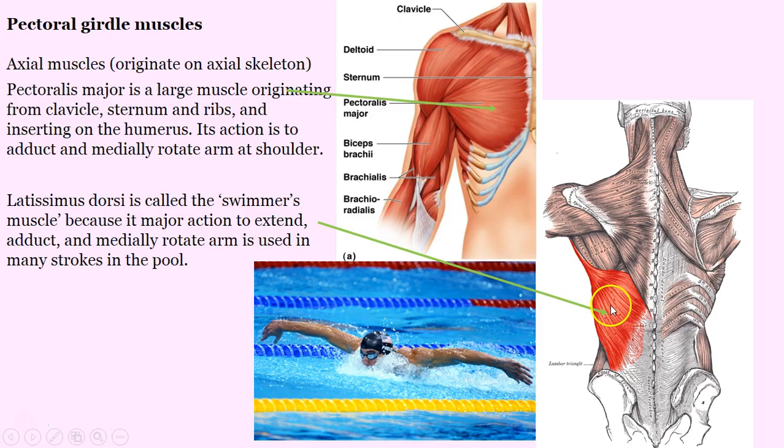Latissimus dorsi, far right, sometimes called the swimmer's muscle because its action is to extend, adduct, and medially rotate. And here's Michael Phelps, Olympic champion, showing good engagement of latissimus dorsi.